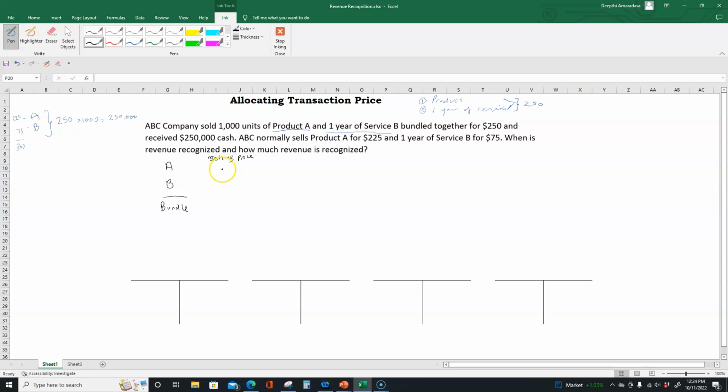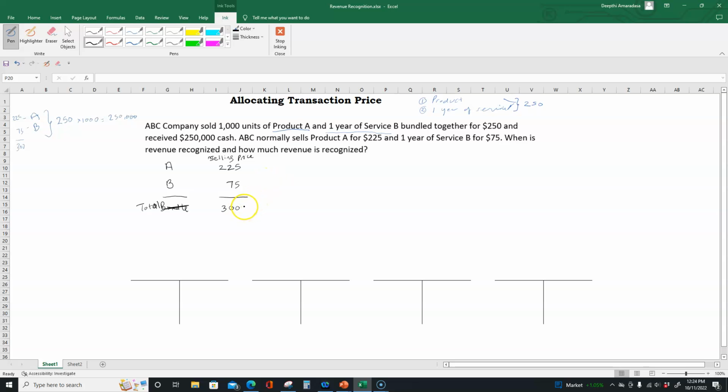We know that the selling price of A is $225 as a standalone. Selling price of B is $75. If they bundled it together, A plus B, it would be $300. That's step 1. Step 2 is to figure out how much is the selling price of A and B in relation to the total. In fact, let's not call this bundle, let's call this total so that it is less confusing.